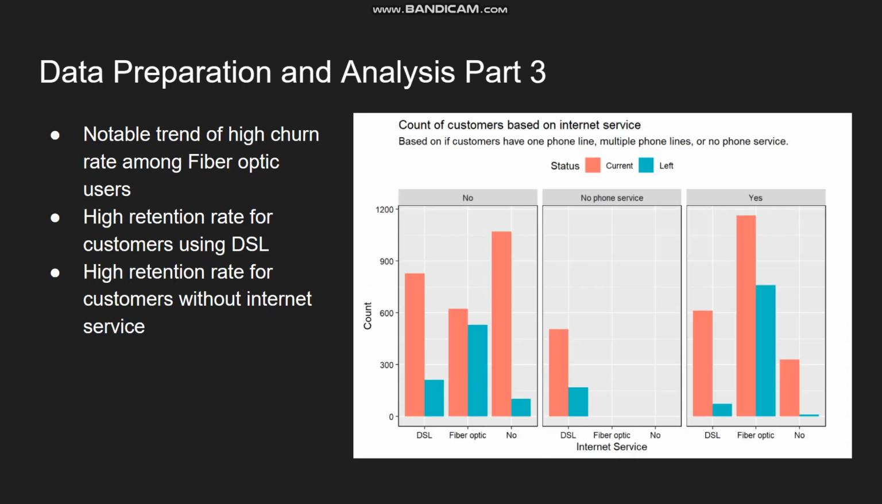In this last visualization, we look at the count of customers based on their internet service paired with the phone package they have, which includes one phone line, multiple phone lines, or no phone lines. And we can see notable trends of high churn rate among fiber optic users, as well as high retention rate for customers using DSL and high retention rate for customers without the internet service.